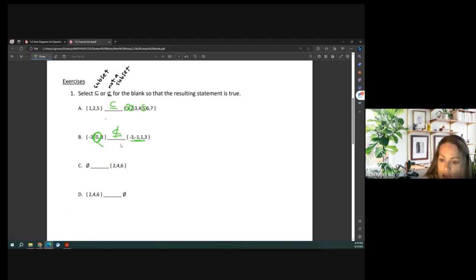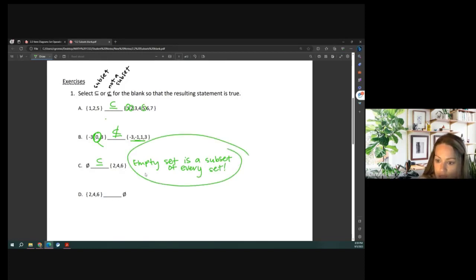Letter C, we have the empty set. And is this a subset of this set of numbers 2, 4, and 6? Yes, it is, because the empty set is a subset of every set. Very important.